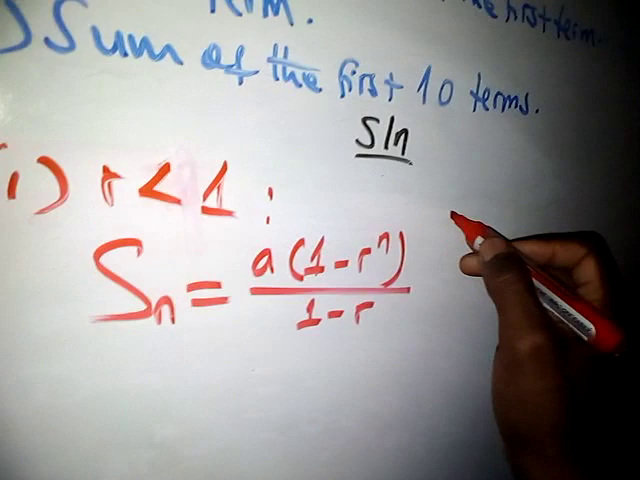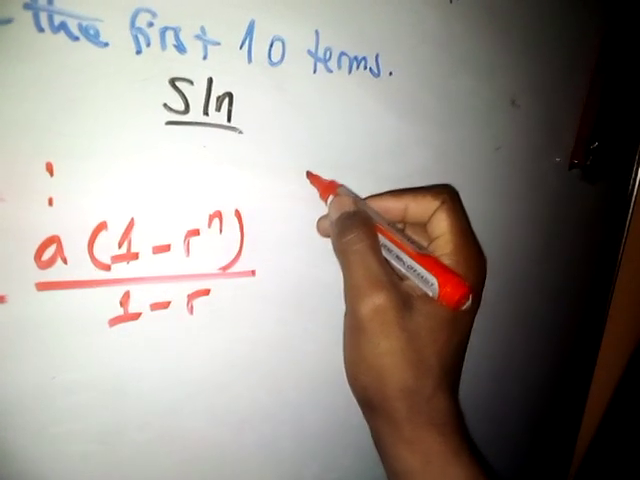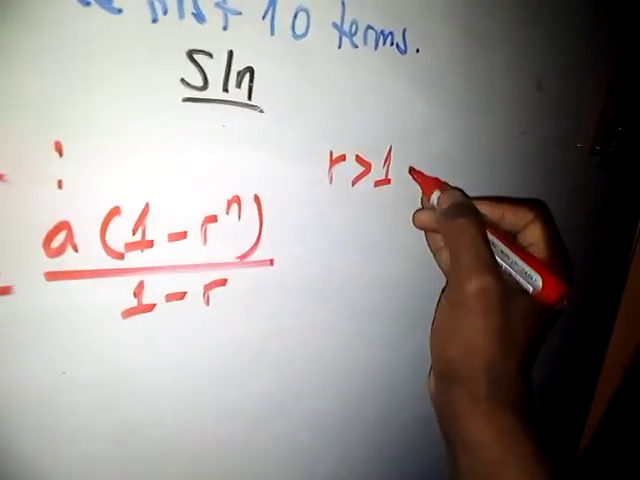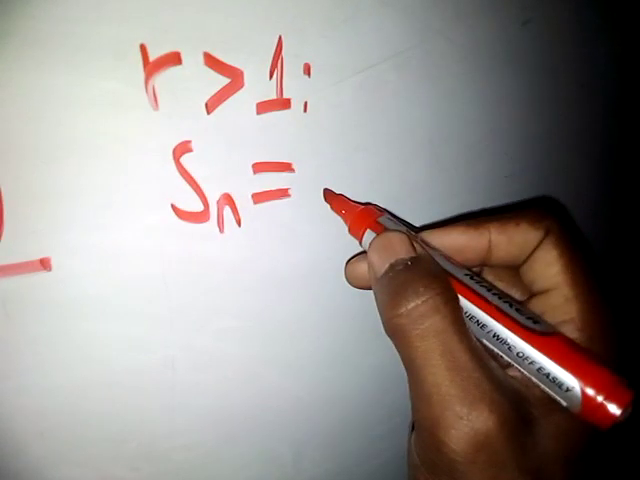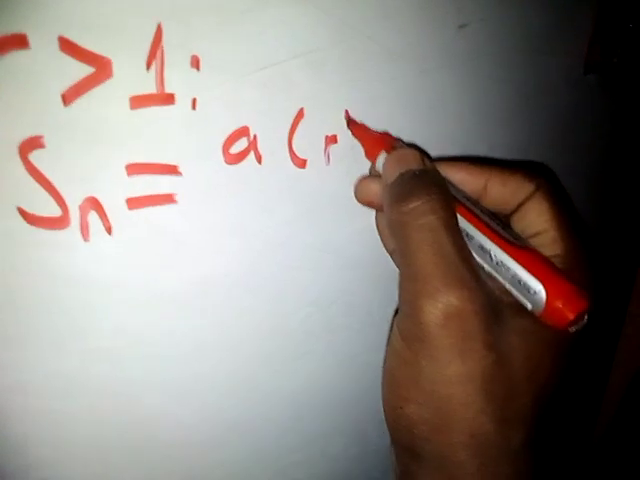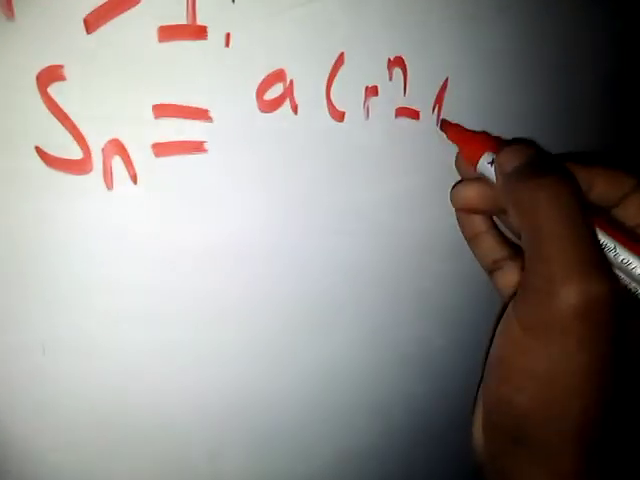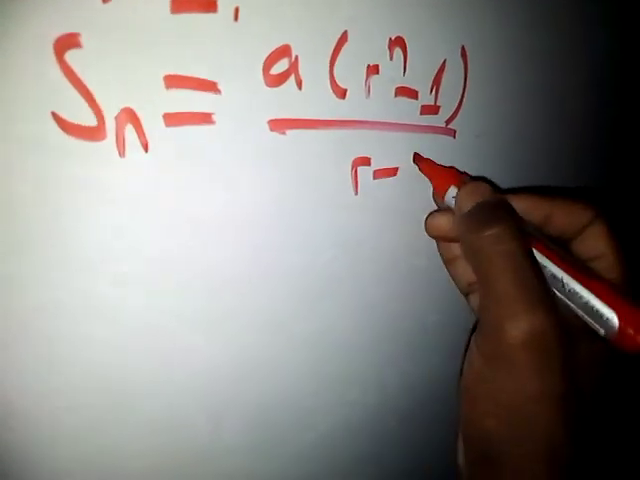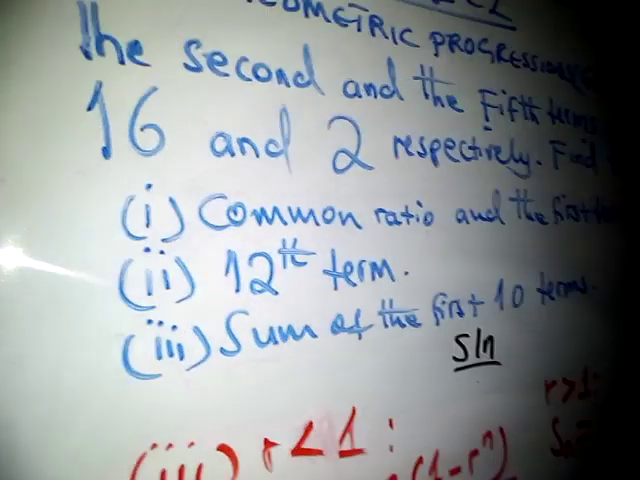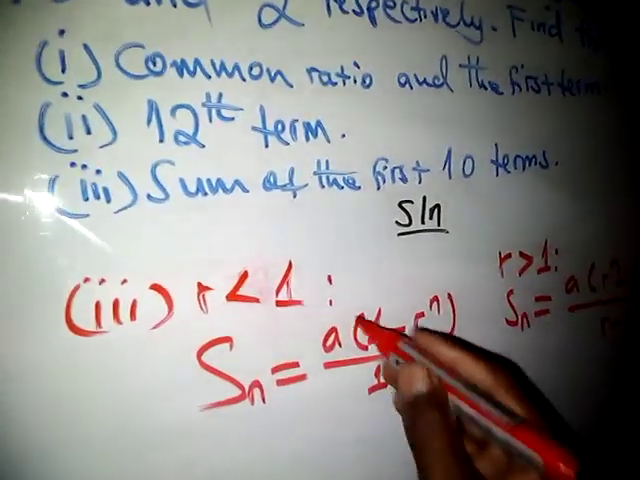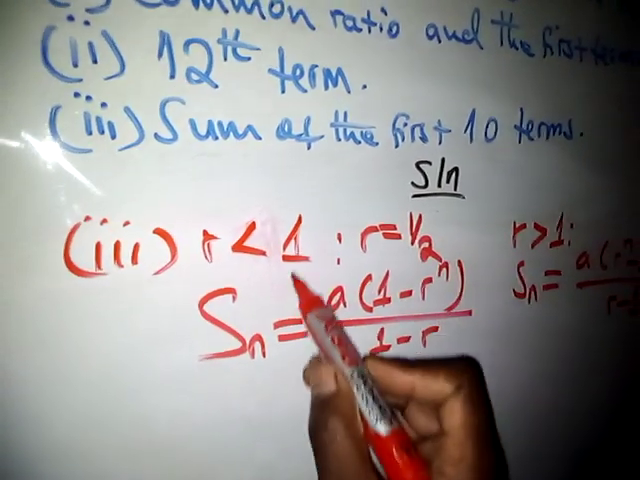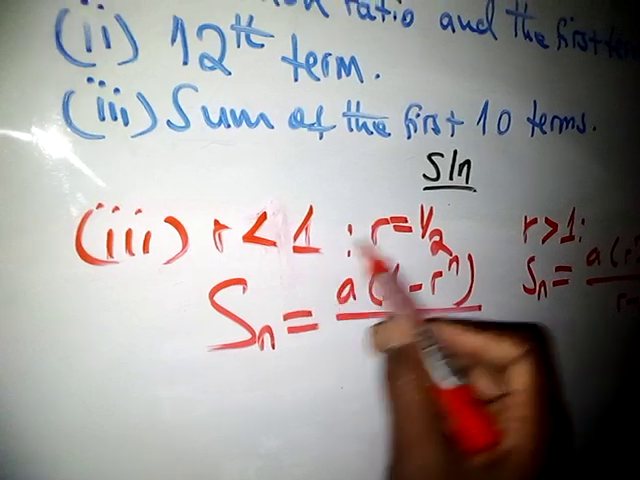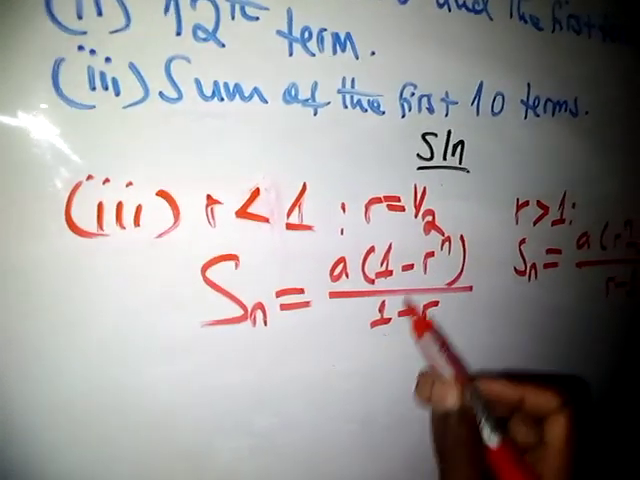But if r is greater than 1, then the sum of the first n terms becomes a times r to the n minus 1, over r minus 1. So in our case, in this particular question, the value of r is equal to 1/2, and 1/2 is less than 1, meaning it will be 1 minus r.